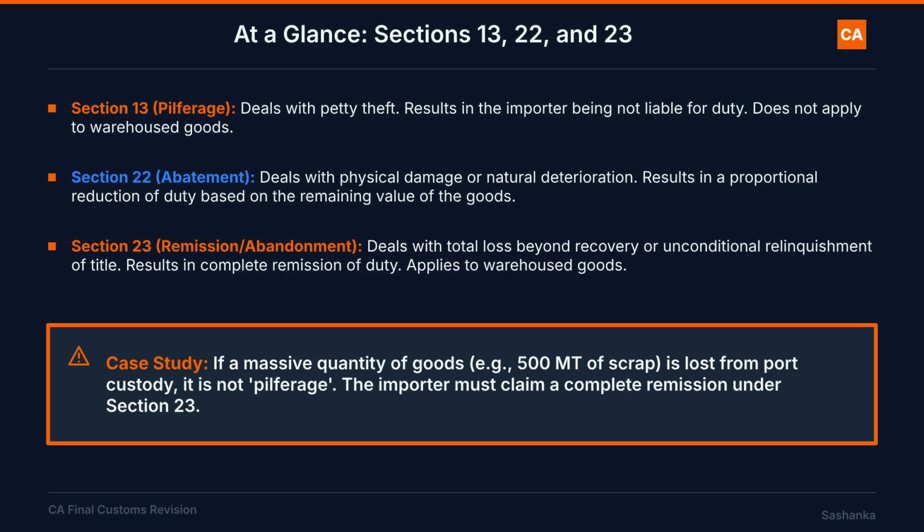A simple way to remember these provisions is through the extent of loss suffered. Section 13 applies when goods are stolen in small quantities through pilferage. Section 22 applies when goods remain available but suffer damage or deterioration, reducing their value. Section 23 applies when goods are completely lost, destroyed, or abandoned. Think of it as 3 levels of relief. Pilferage leads to no duty liability, damage leads to reduced duty, and total loss leads to complete remission. In practical questions, identifying whether the goods are partially damaged or completely lost often determines the correct section and the marks you score.